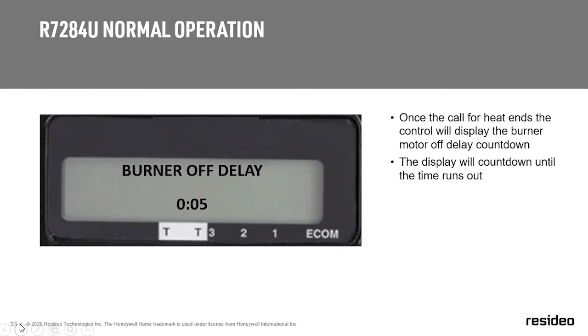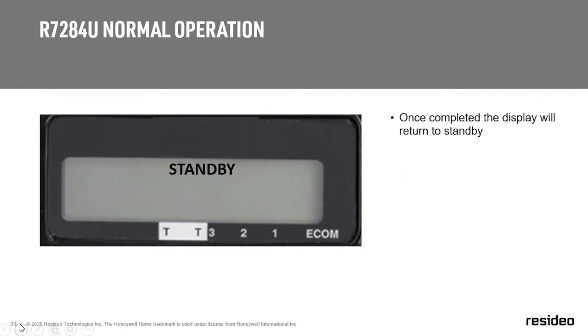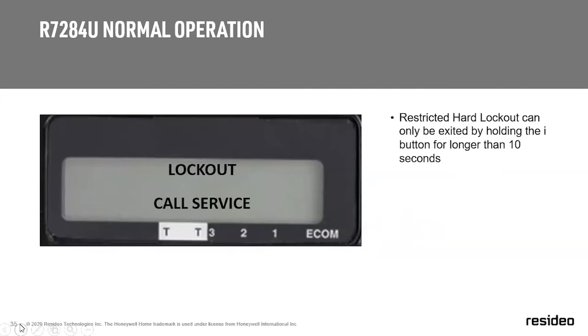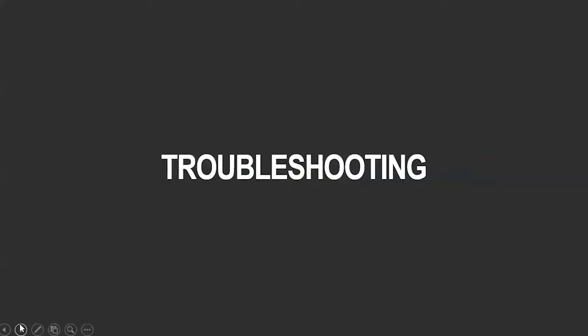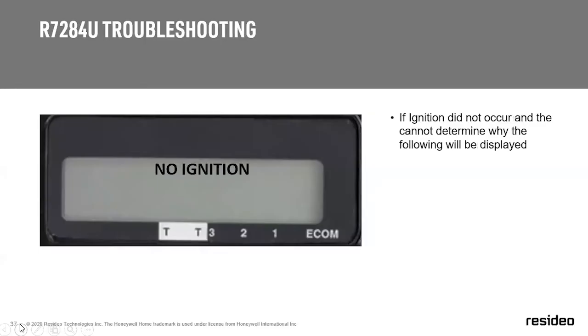So burner off delay: once the call for heat ends, the control will display the burner motor off delay countdown. And that same thing, you'll see a countdown take place on the control. Standby: once completed, display will return to standby mode. Lockout or call service: restricted hard lockout can only be exited by holding the I button for longer than 10 seconds. Troubleshooting. So ignition did not occur and it cannot determine why.